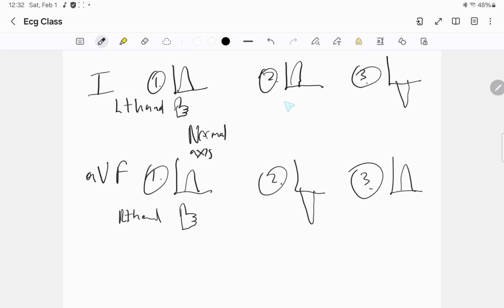My left hand is a thumbs up. So you can put your hand up. And my right hand is a thumbs down. So that means I can ignore my right hand and it's got to be going in the direction of my left hand. So that's left axis deviation.